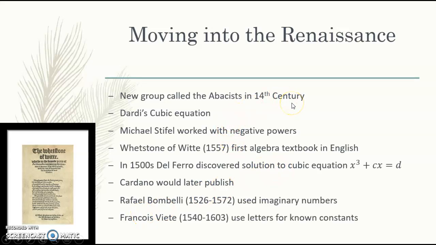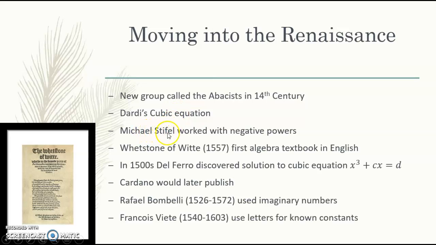Okay, so we will now be moving into the Renaissance. There was a greater need for math due to complex business structure, which led to a new group called the Abbacists, which came about in the 14th century. They taught merchants the decimal system and had advances in the use of symbols. We also have during this time Dardy's cubic equation. He was able to look at this by completing the cube.